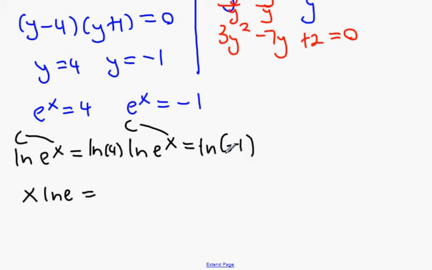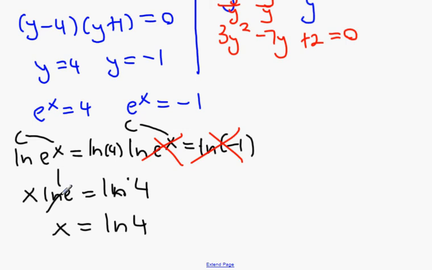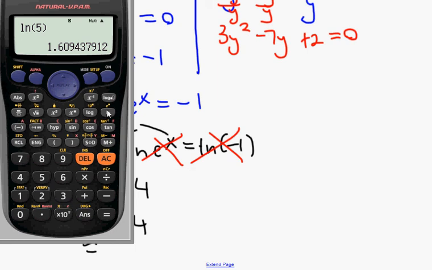What's the problem with the log of a negative number? It doesn't exist. This solution doesn't exist. That leaves one solution left. And we're going to get x ln e equals ln 4. x therefore equals ln 4 because ln e is 1. ln 4, you can put that into your calculator, figure out what it is. ln 4 equals 1.39.